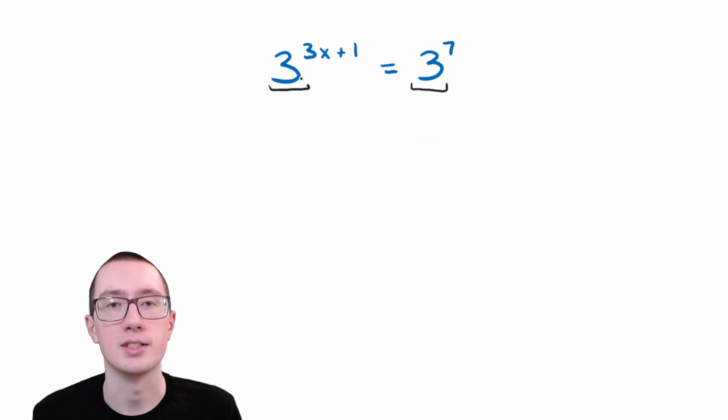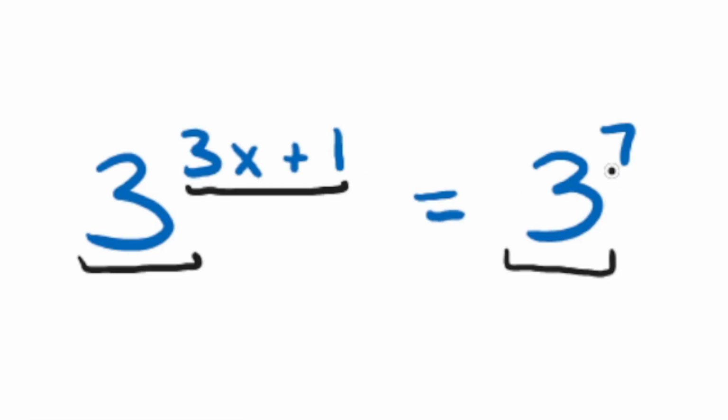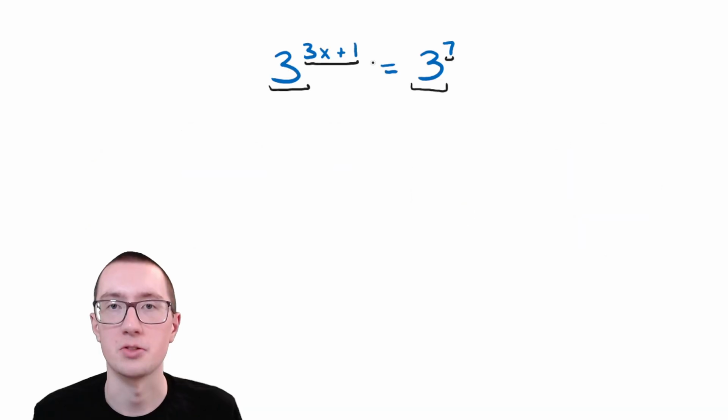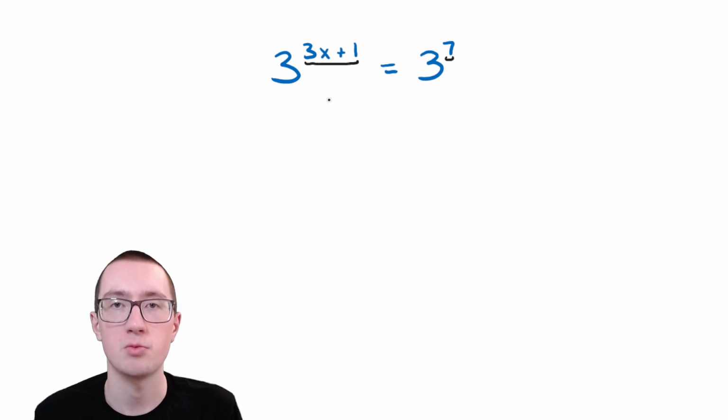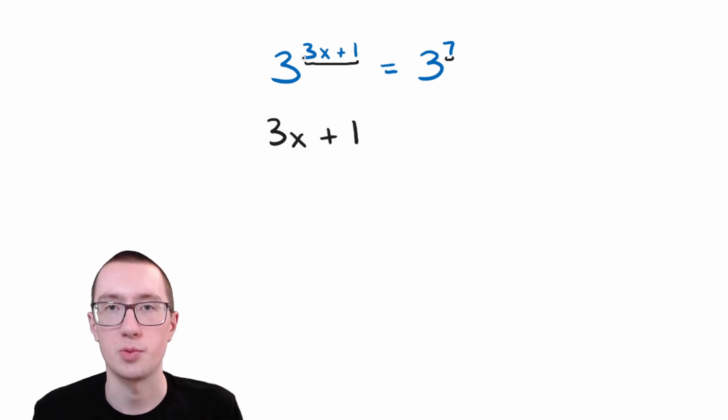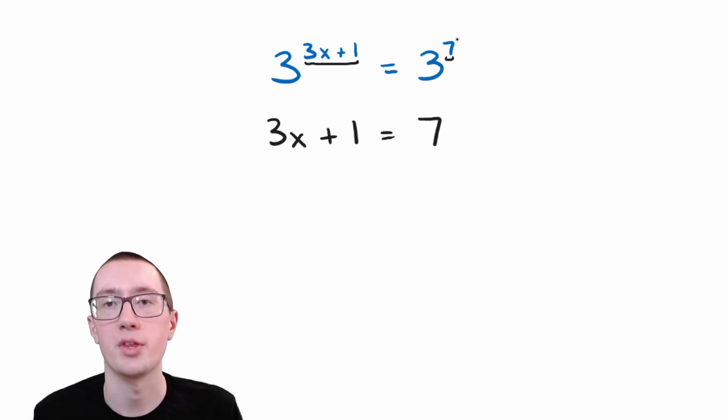So if we think about this the same way, if these are both 3, then for these two numbers to be the same, the exponents also need to be equal to each other. They need to be the same. So what we can do is just ignore these big 3's, which are called the bases, by the way. And we can just set the exponents equal to each other because we know that the exponents need to be the same number. So we can rewrite this as just 3x plus 1, which is this exponent, is equal to 7, which is the other exponent, because we know they have to be the same.